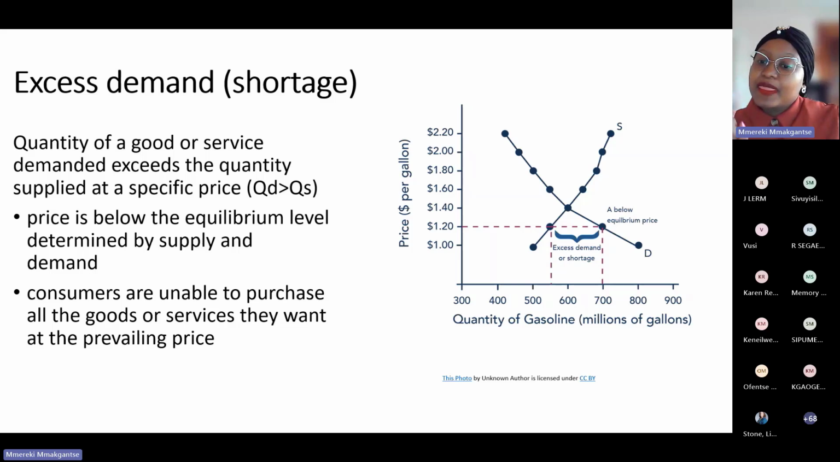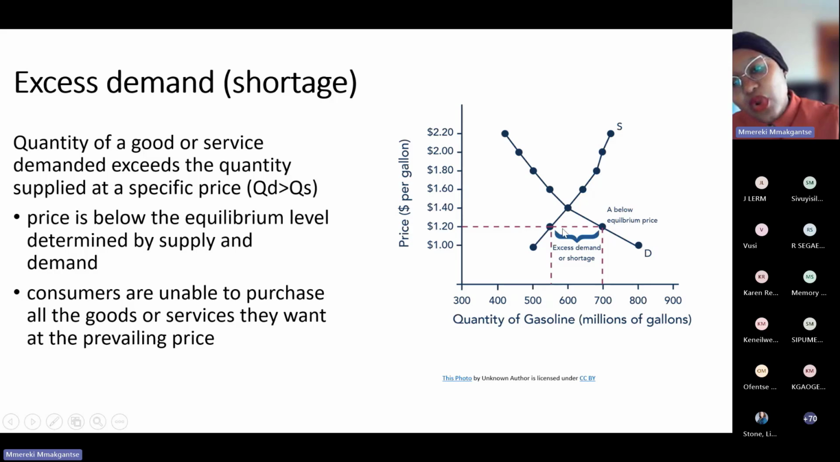Looking at this graph, the quantity demanded that the customers want in the excess demand, at 120, is 700 million gallons. And at this price, the quantity supplied is 550. Can you all see there the dot for quantity supplied, where my cursor is? Can I get a thumbs up if you can see it? Thank you.